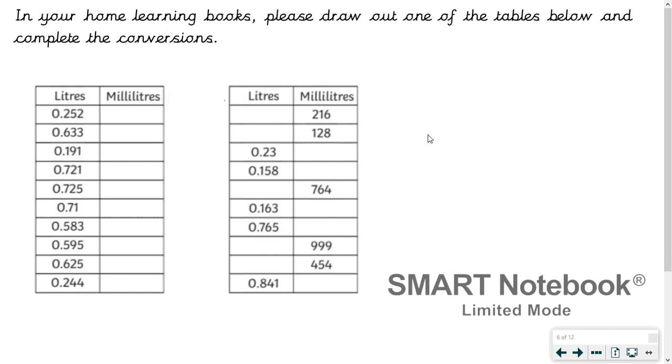Once you've done that, you're going to come back and I'll go through the answers. So pause it, draw the table really neatly, get it filled in. Do that in your home learning books. Pause it now and have a go, please.